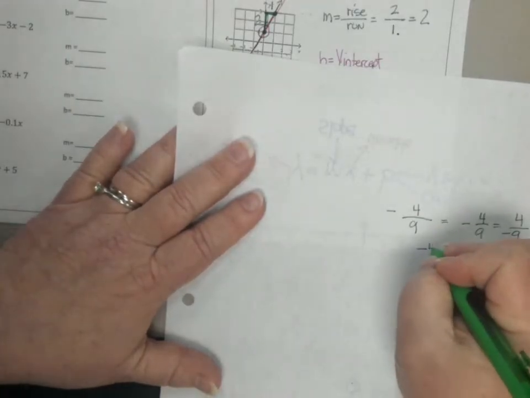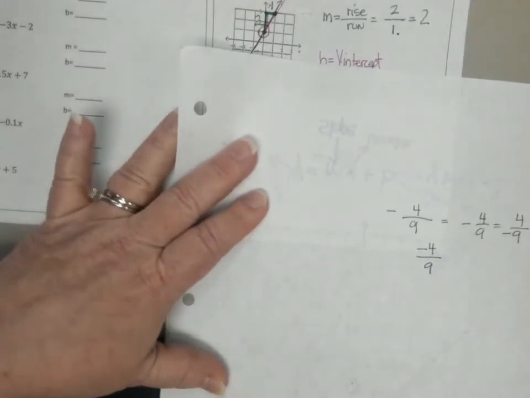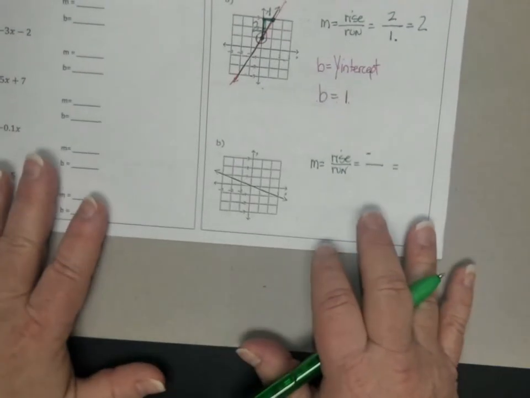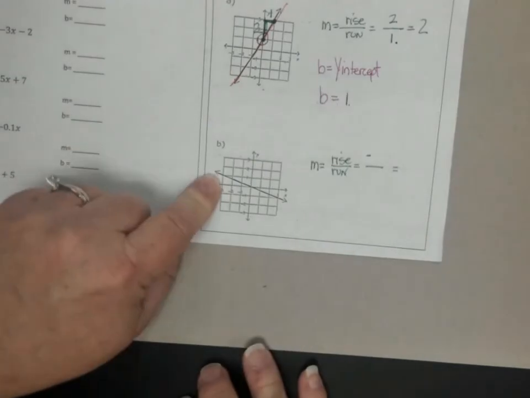It could be written 4 over 9. So please, as long as you don't have 2 negative signs. If you have 2 negative signs, then negative divided by a negative gives you a positive. And we don't write 2 negatives, we just look at the line and say which way is it going, up or down, left to right? So it's going down, all right?